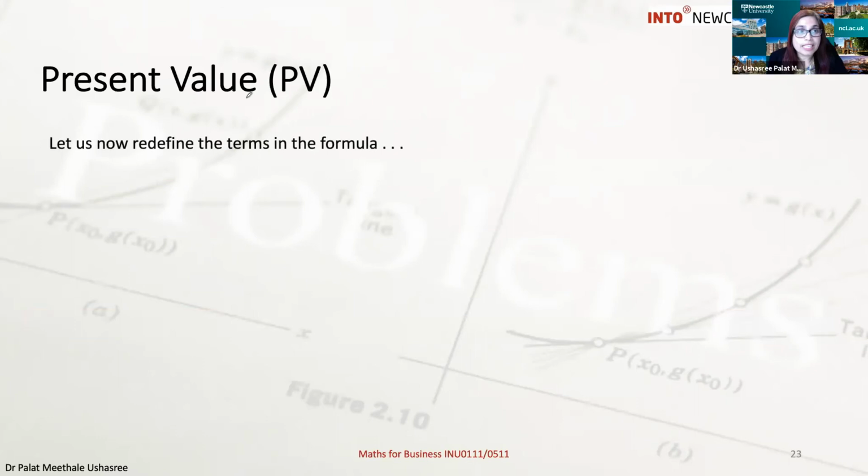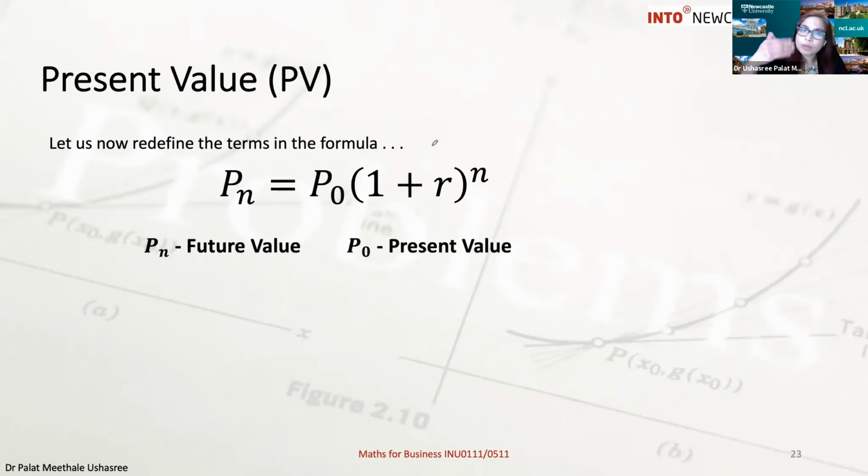So present value, let us now redefine this term in the compound interest formula. I'm going to redefine this because now we want a formula for present value. Pn is the future value and P0 is the present value, the start value, the value now. And R is the discount rate because we are going backwards to find the present value, today's value.